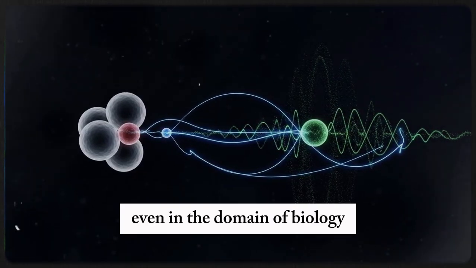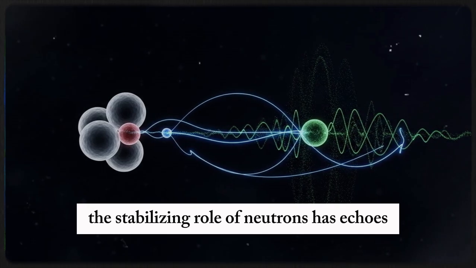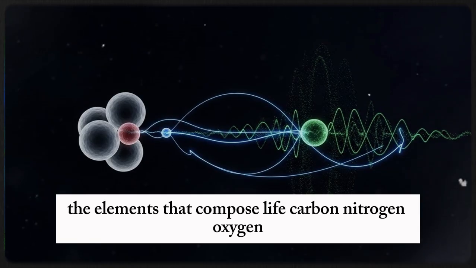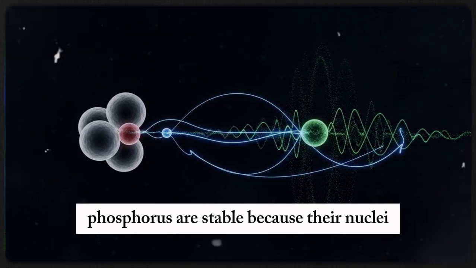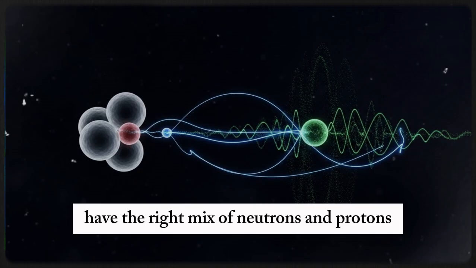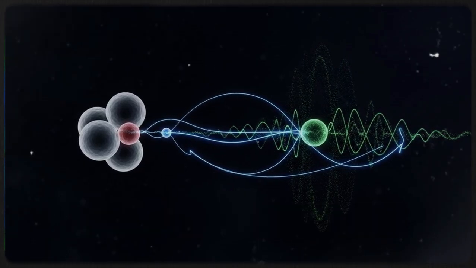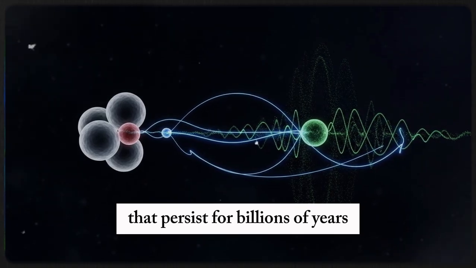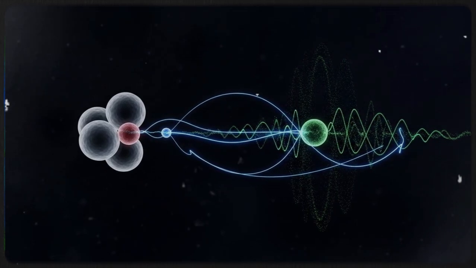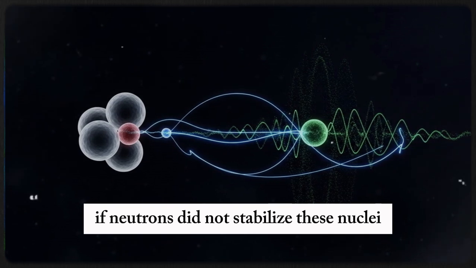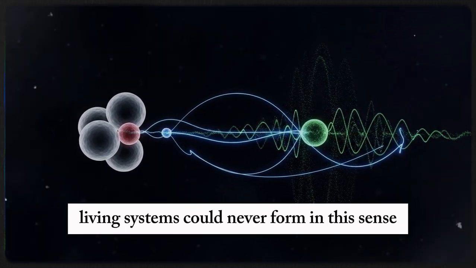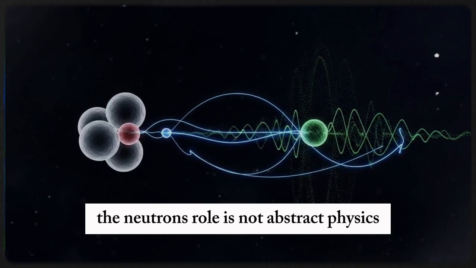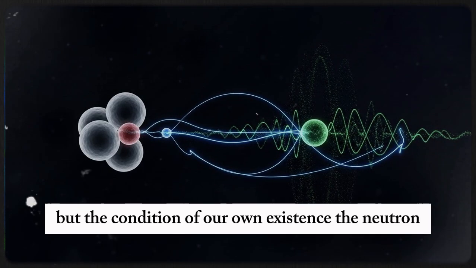Even in the domain of biology, the stabilizing role of neutrons has echoes. The elements that compose life, carbon, nitrogen, oxygen, phosphorus, are stable because their nuclei have the right mix of neutrons and protons. The chemistry of life depends on nuclei that persist for billions of years, immune to spontaneous decay. If neutrons did not stabilize these nuclei, living systems could never form. In this sense, the neutron's role is not abstract physics, but the condition of our own existence.